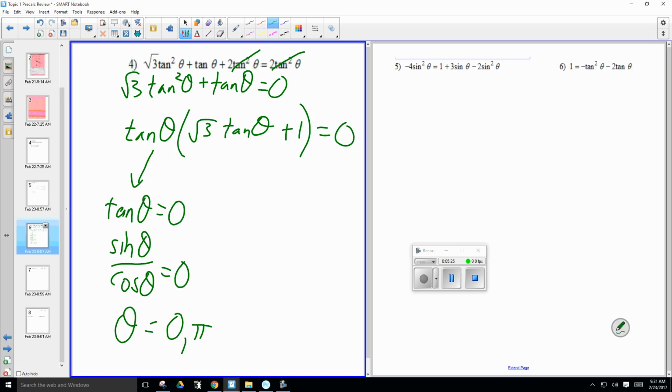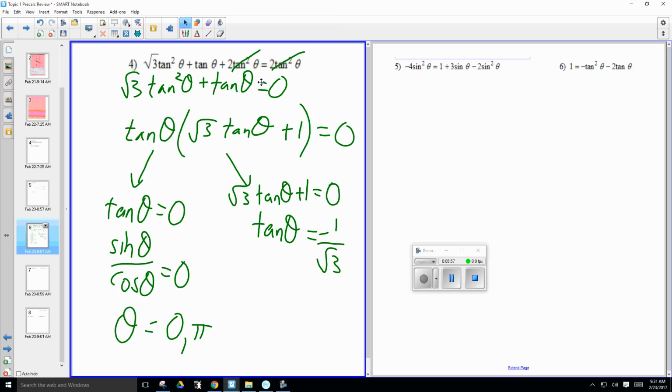Okay, second, this is a little different. Radical 3 tangent theta plus 1 equals 0. Set that equal to 0. Tangent of theta equals negative 1 over radical 3. Okay, now, you can leave it like that if you want, or you can write it as sine and cosine. Or you can just start thinking about what makes the tangent 1 over radical 3.